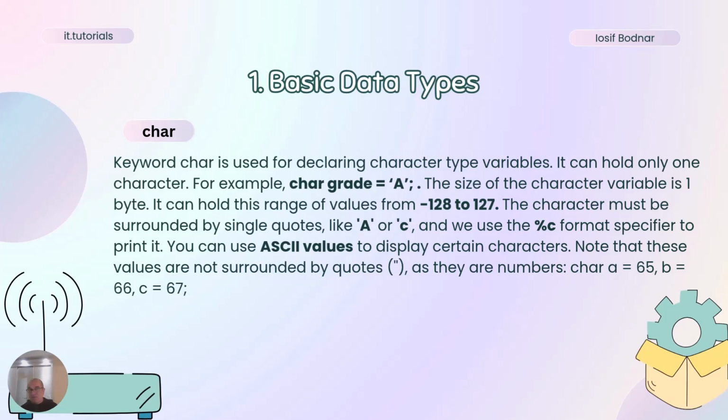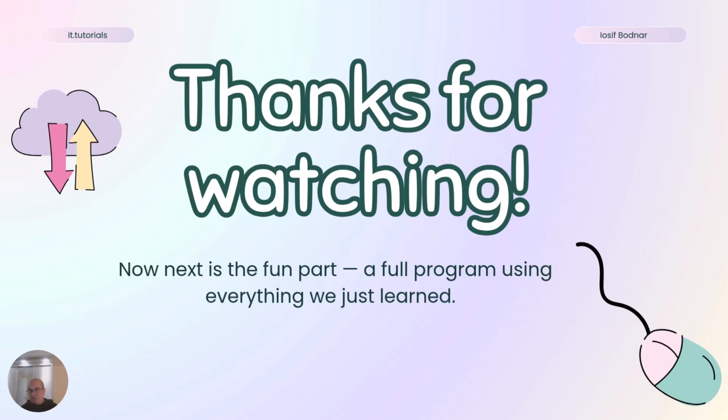We can use ASCII values to display certain characters because all characters have an ASCII code, which is actually a number. Note that these values are not surrounded by quotes. When you use an ASCII code or a number to represent a character, you don't use the quotes, because they are numbers. And here you have a few examples. A equals 65, because this is the ASCII code for the capital A letter, 66 for the capital B letter, 67 for the capital C letter.